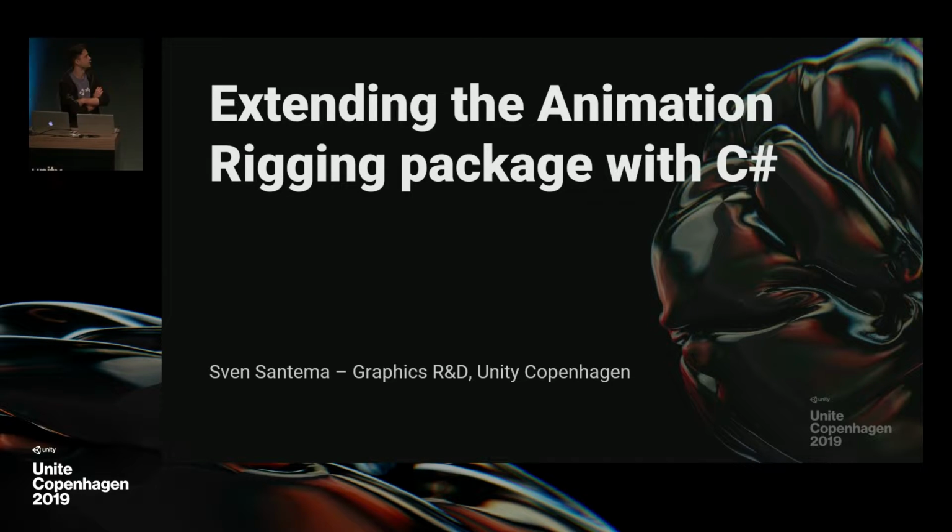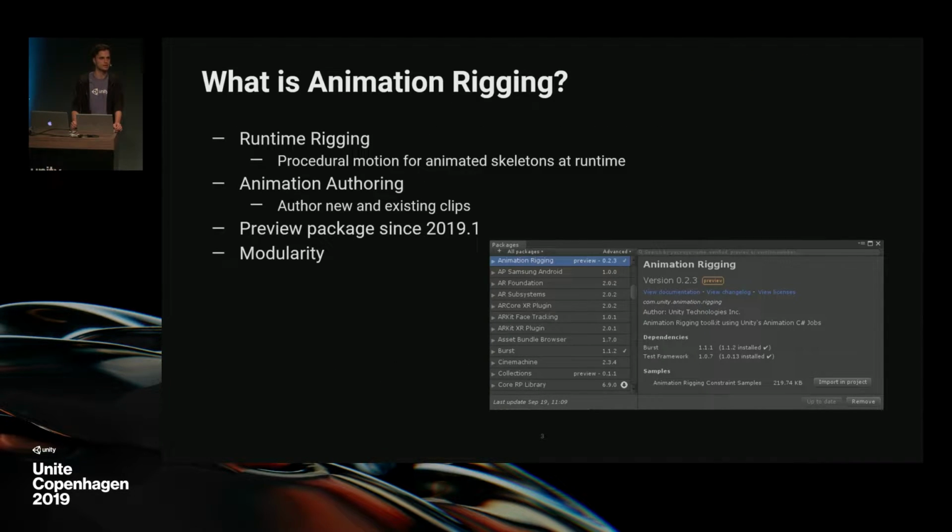So in this talk we'll take an in-depth look at what you can do with the animation rigging package. Yesterday Dave already gave a great talk about the things you can do with it. But in this talk, we'll try to extend the animation rigging package with our own custom constraints. Before we get started writing our own custom constraints, I would like to take a step back and give some background information about the animation rigging package to make sure that we all have a solid foundation to work from.